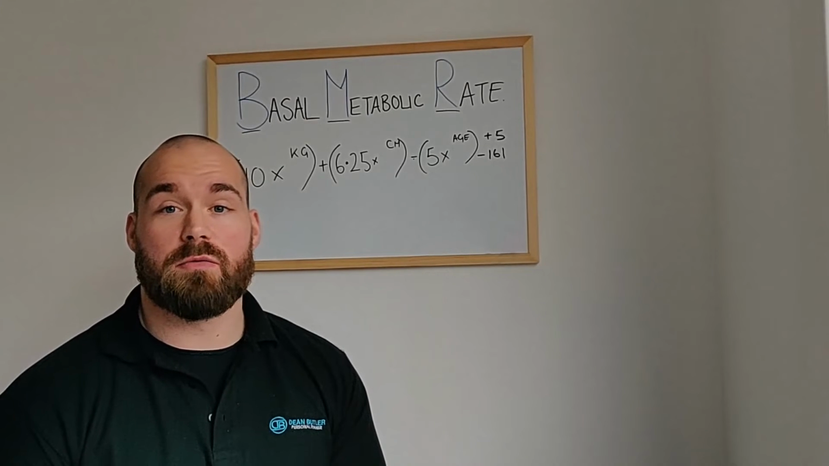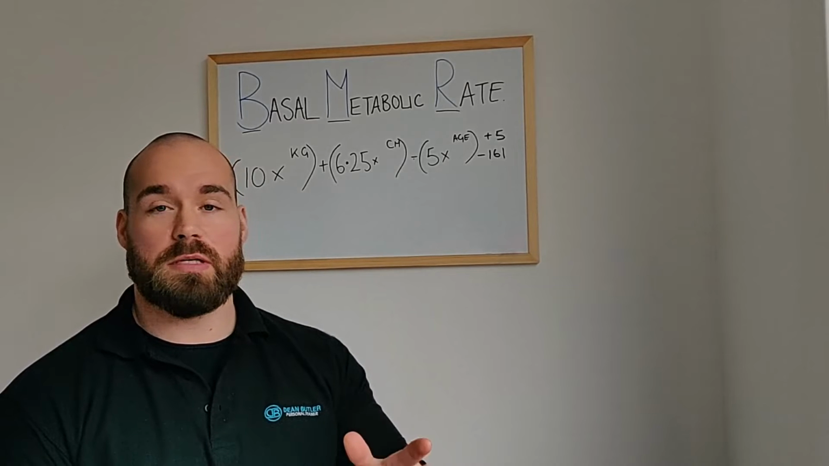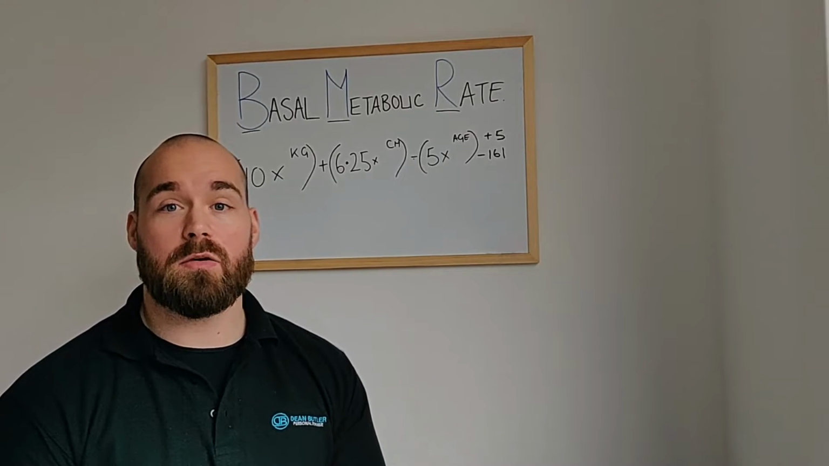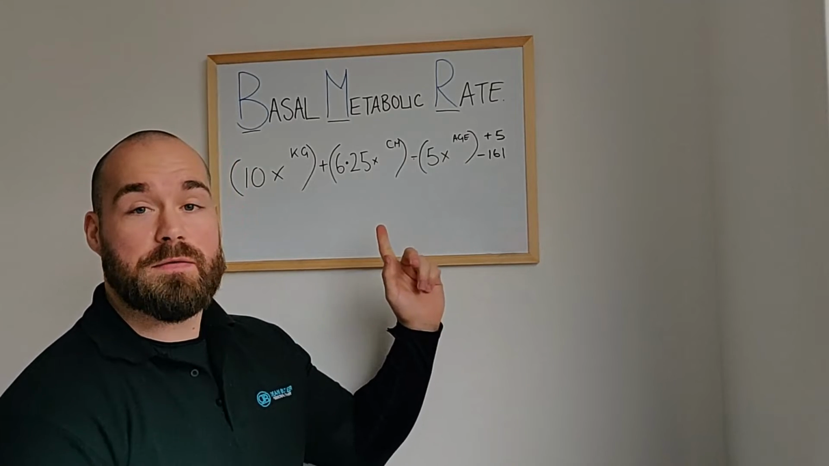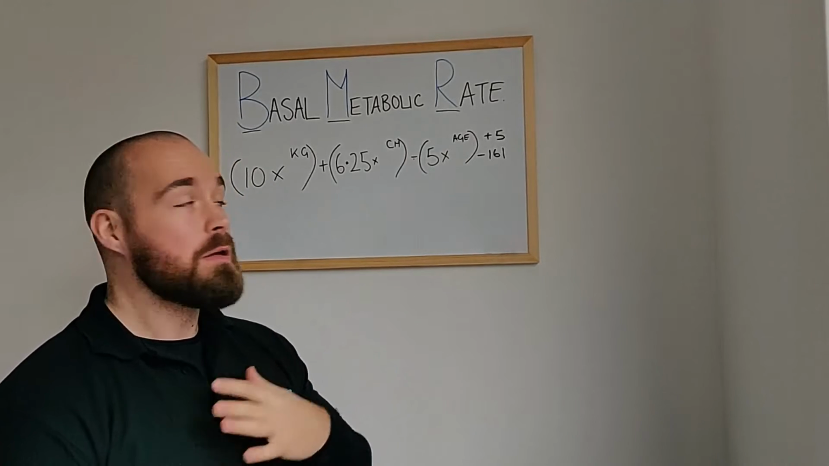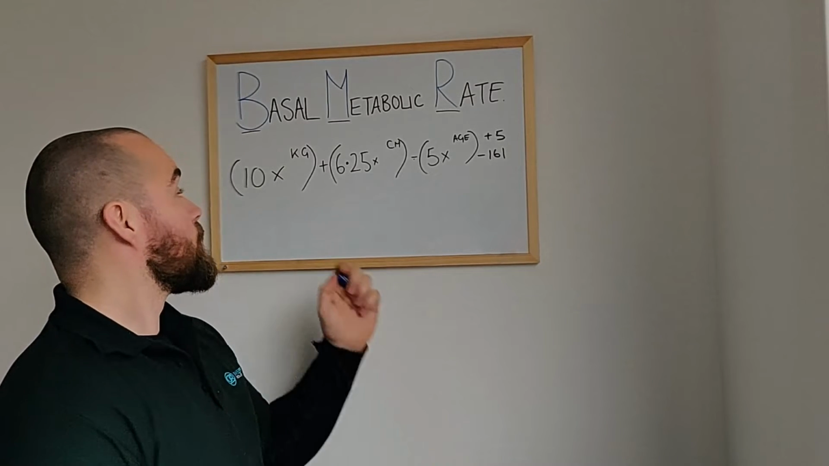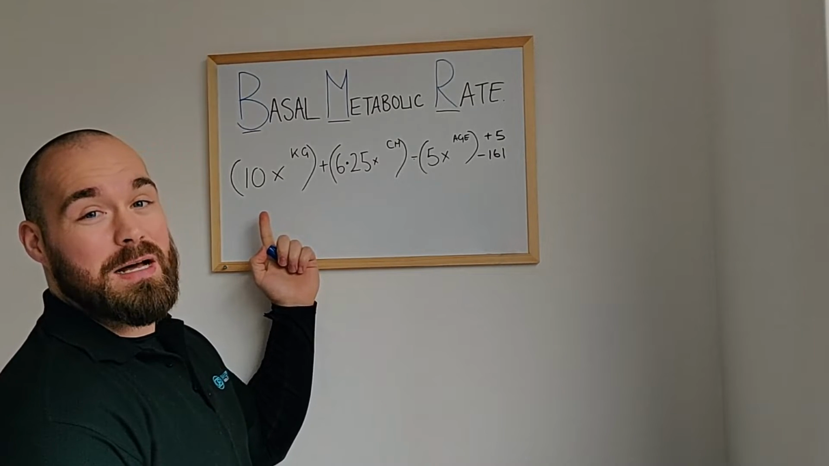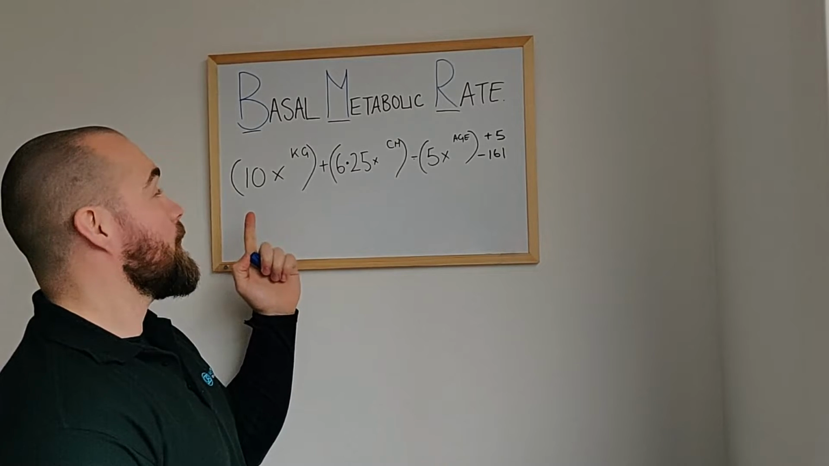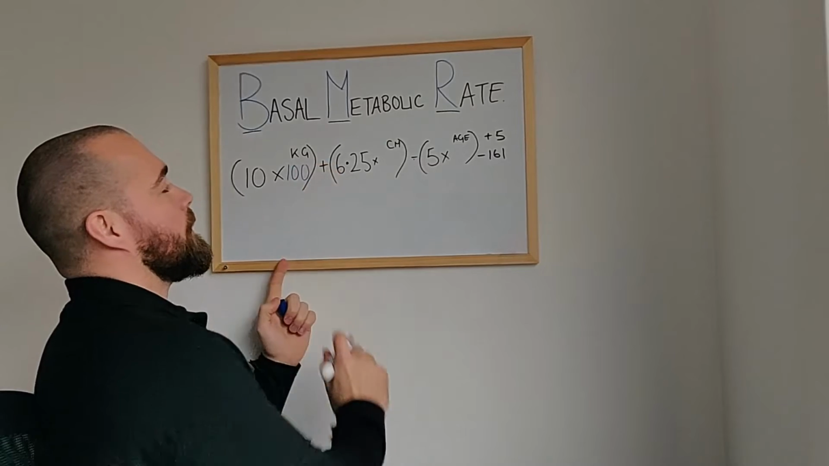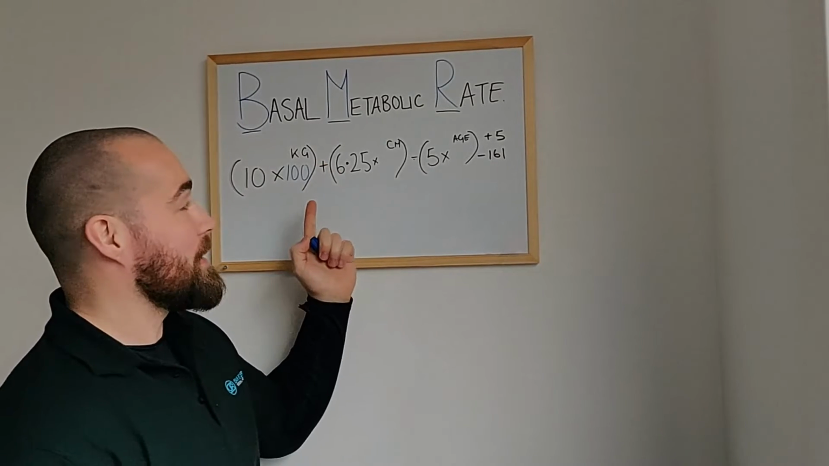So we've got the equation ready. I've told you that you need your age in years, your height in centimetres, and your weight in kilograms. Let's go ahead and fill this out with my personal information, follow along with your own, and let's try and figure these numbers out. So I'm going to start with 10 times my body weight in kilograms, which currently is 100 kilograms.